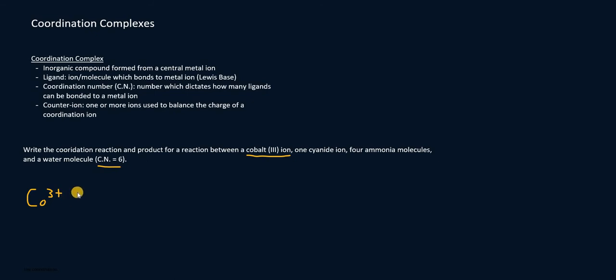Now to write out a reaction, we're just going to add up all of our ligands. We've got our acid, and now we want to add up all of the individual ligands in the reaction. So the cyanide ion is going to be CN minus, and there's only one of those. Plus 4 ammonia molecules, so I'll put plus 4, and ammonia is going to be NH3. And 1 water molecule, so that's going to be plus H2O.